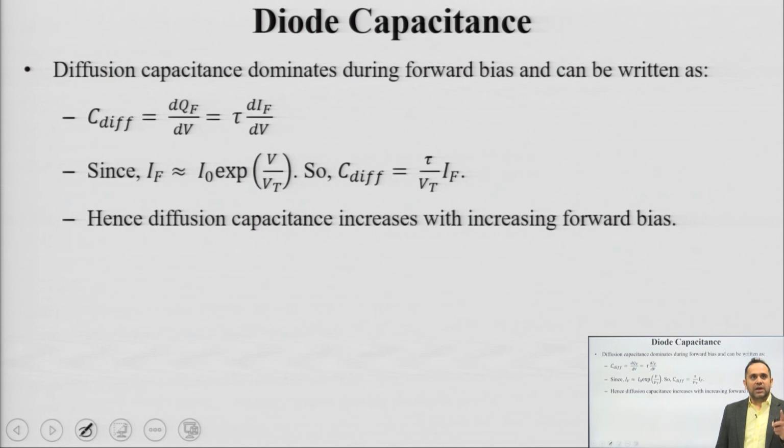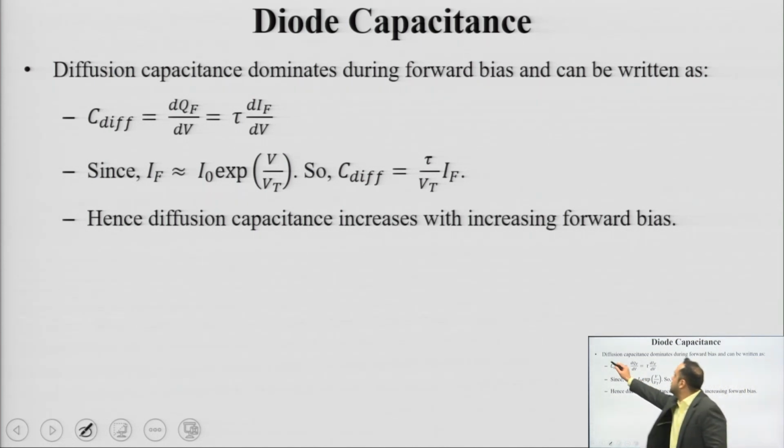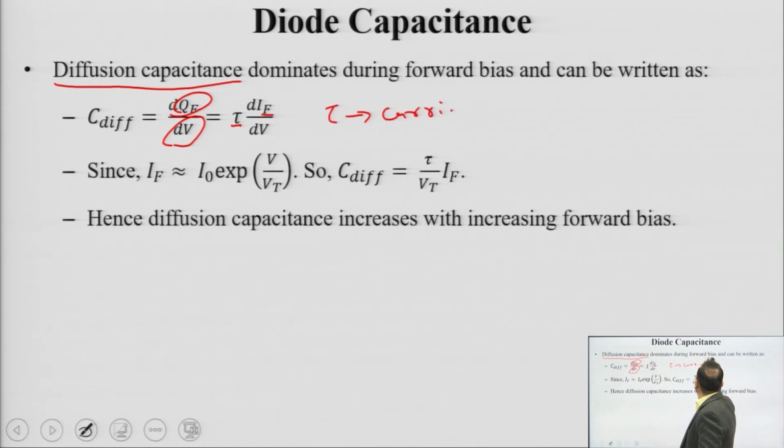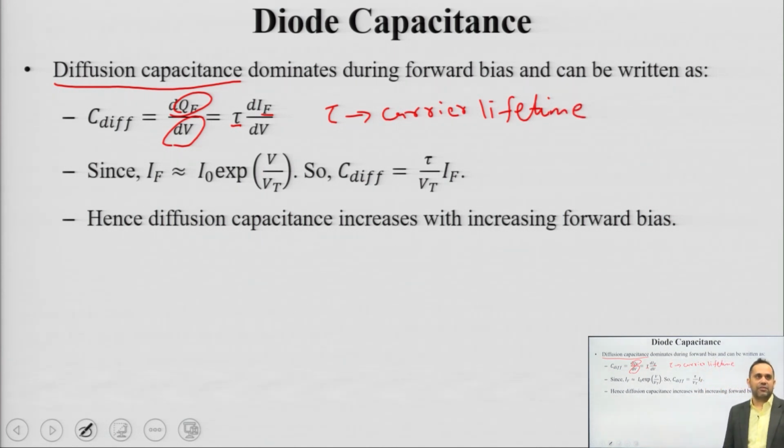So, under the influence of external bias, you can obtain two different types of capacitances from a PN junction. In forward bias, we obtain what is known as diffusion capacitance, defined as rate of change of forward charge with respect to forward bias. Charge is time into current. This tau is carrier lifetime. Okay. So, whatever you have diffused, the time for which it remains before recombining, that is carrier lifetime.